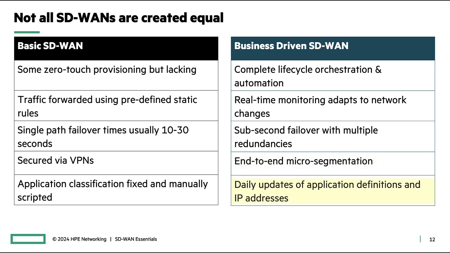Many basic SD-WANs provide some application classification capabilities based on fixed definitions and manually scripted ACLs to direct SaaS traffic directly across the internet. However, cloud applications change constantly. A business-driven SD-WAN continuously adapts to changes and provides automated daily application definition and IP address updates. This eliminates application interruption and user productivity issues.